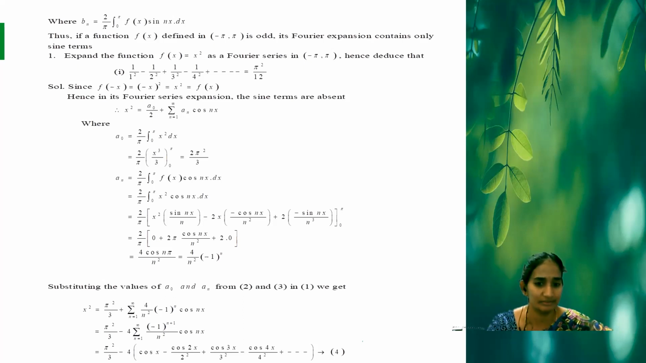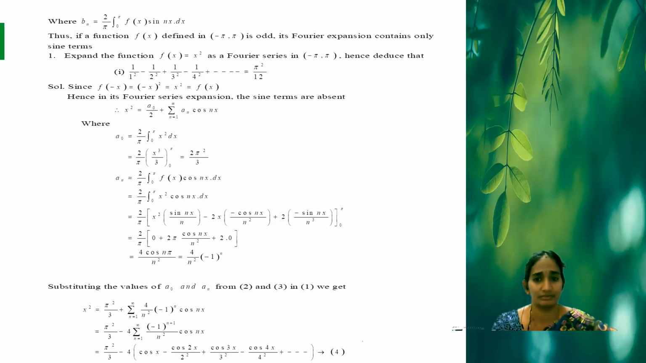So listen, we substitute n equal to 1, 2, 3 and so on. Here pi squared by 3 minus 4 is a constant. Substituting n as 1, we get cos x, minus cos 2x by 2 square, n is 3 plus cos 3x by 3 square, minus cos 4x by 4 square, plus and so on. So this is your solution, the Fourier series.